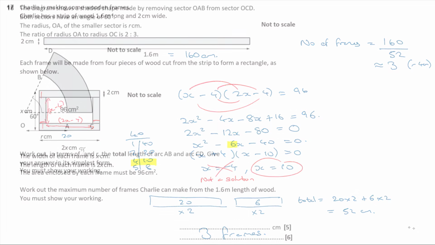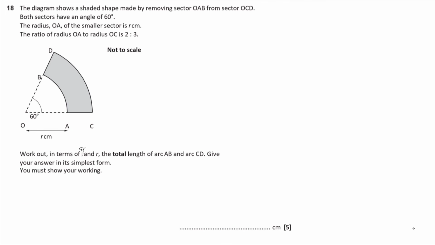Okay, 3. Question 18. The diagram shows a shaded shape made by removing sector OAB from sector OCD. Both sectors have an angle of 60 degrees. The radius OA of the smaller sector is r centimeters. The ratio of the radius of OA to OC is 2 to 3. Work out, in terms of pi and r, the total length of the arc AB and arc AC. Give your answer in its simplest form. You must show your working.